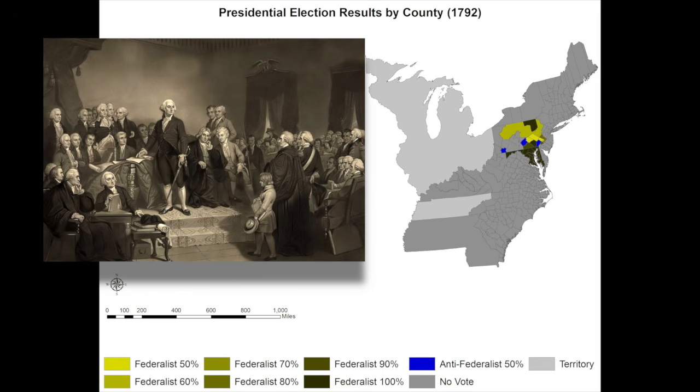Although the popular vote meant very little in 1792 due to many voting restrictions, Federalists won 91% of the vote, easily dominating over the Democratic Republicans.